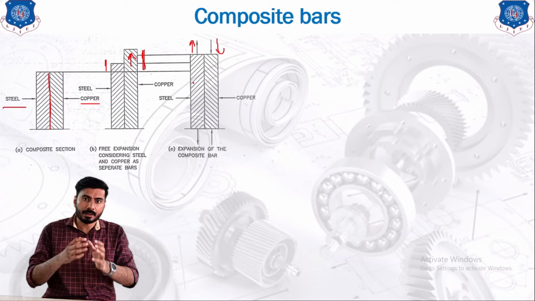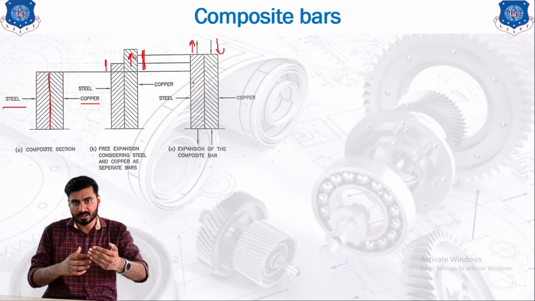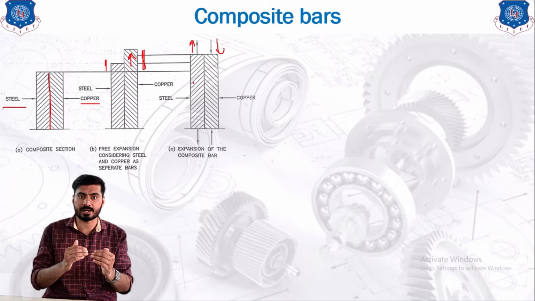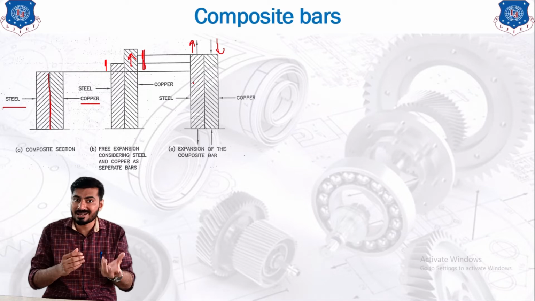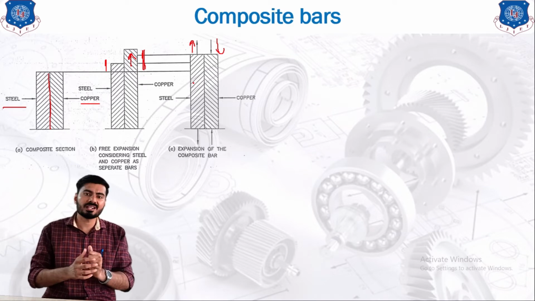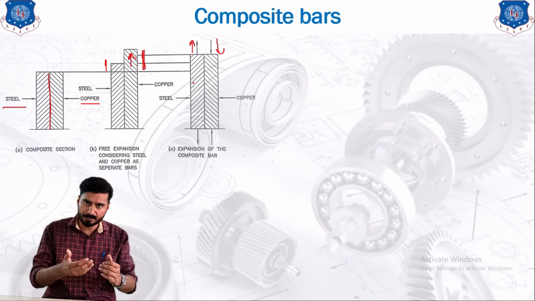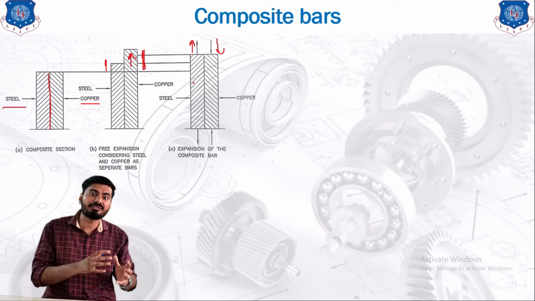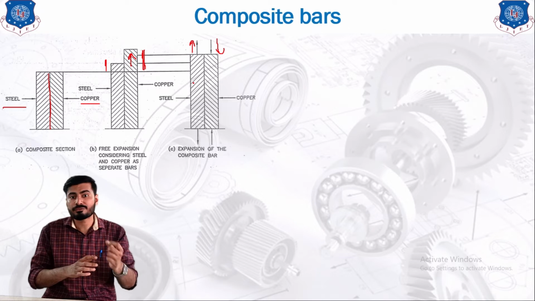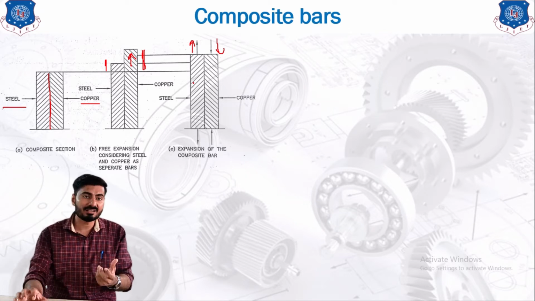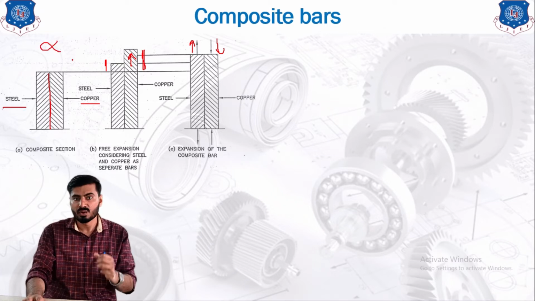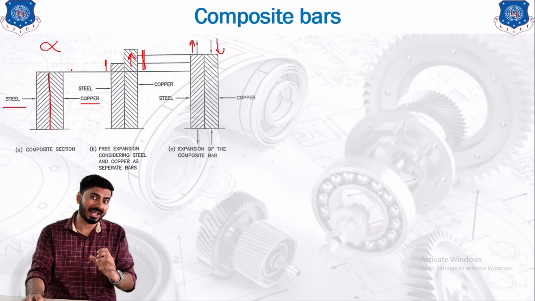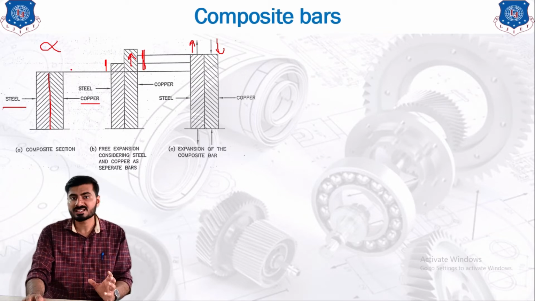So we can say that the material which is trying to expand more is going to experience the compressive stress, and the material which is trying to expand less is going to experience the tensile stress. Which material will try to expand more? The material which has the larger alpha value, which is nothing but the coefficient of thermal expansion. The material which has an alpha value more than the other material will experience more expansion as compared to the other material. So you have to keep this in mind while solving the example.